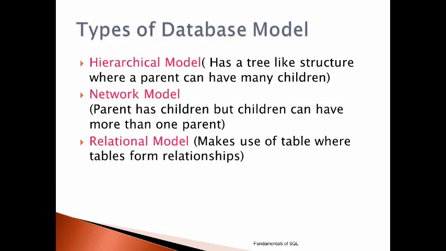So we have different types of database models. We have the hierarchical model, the network model, and the relational model. The hierarchical model is more of a tree-like structure, where a parent can have many children. Again, we have the network model, which takes an approach where the parent has children, but a child can have more than one parent. So if we have data that has that kind of relation with other data items, then that falls under the network model. With the relational model, we are basically talking about tables and how we can use data in the tables and then maybe create a relationship between different tables and so on.